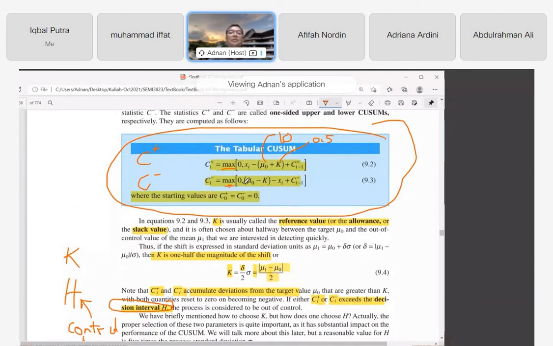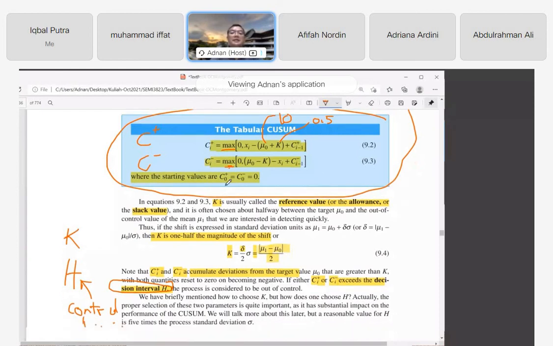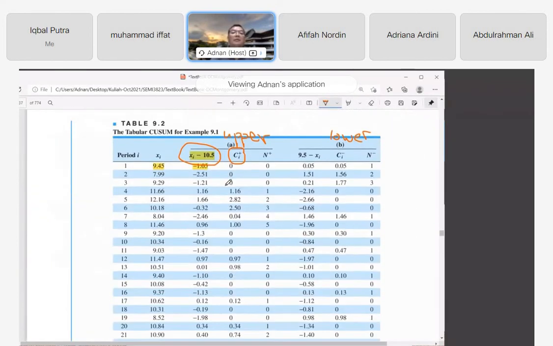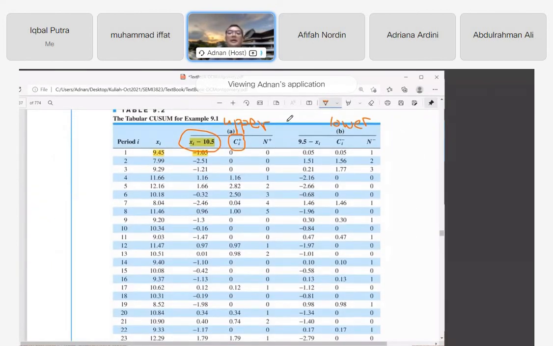Either 0 or any other values, which may be negative values. If negative, it will reset to 0. Same thing also here: you take the bigger value compared to 0. So this is where C plus and C minus come in, the two parts of the Q sum. You have the upper part and the lower part.